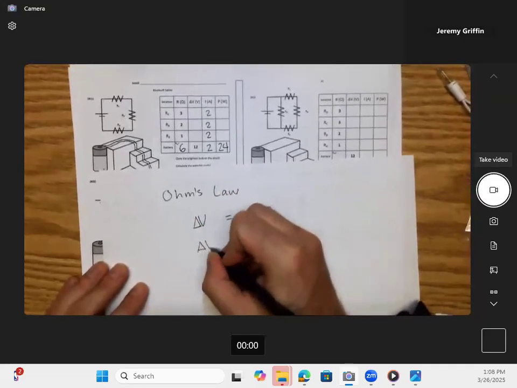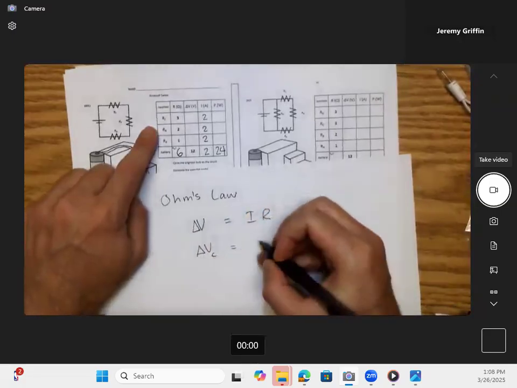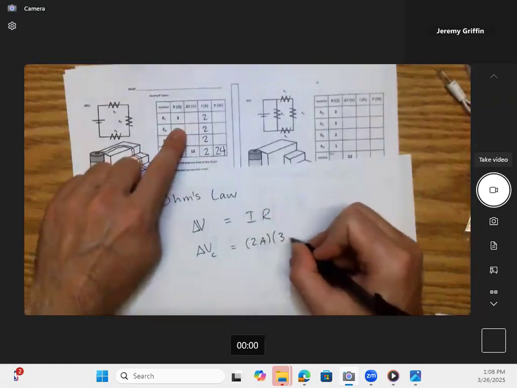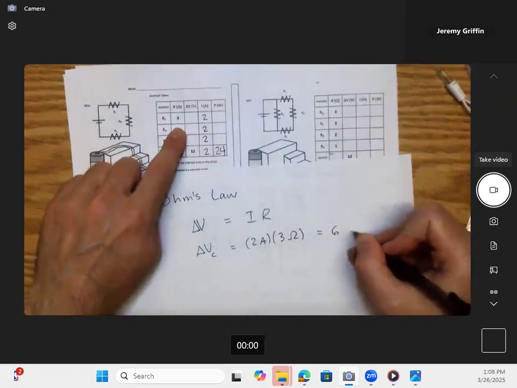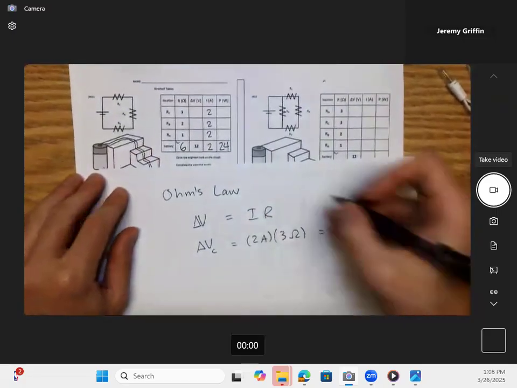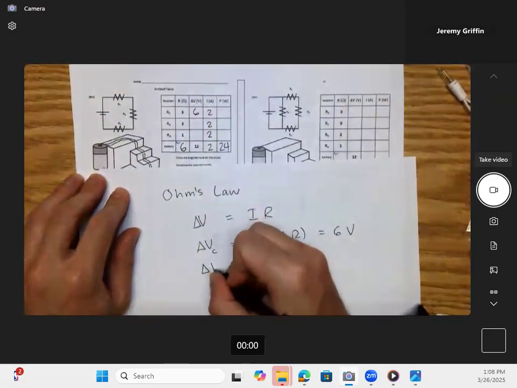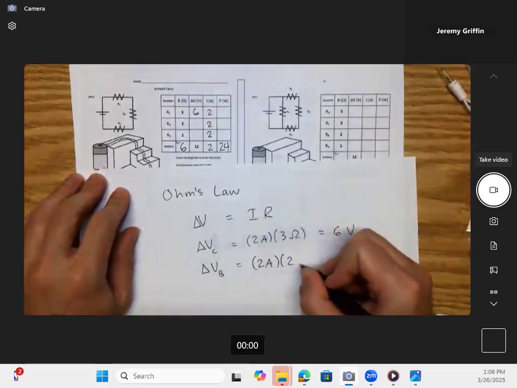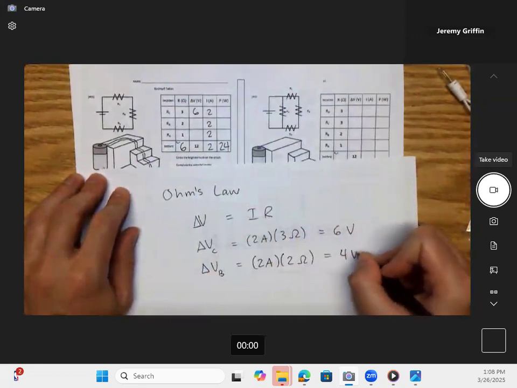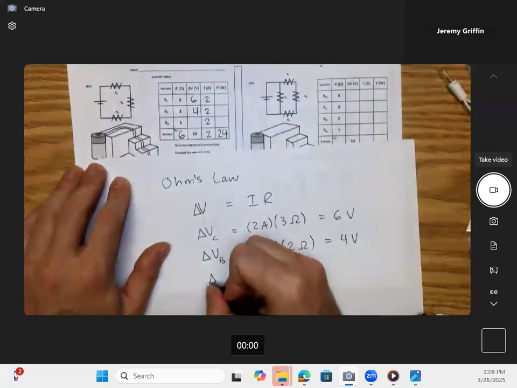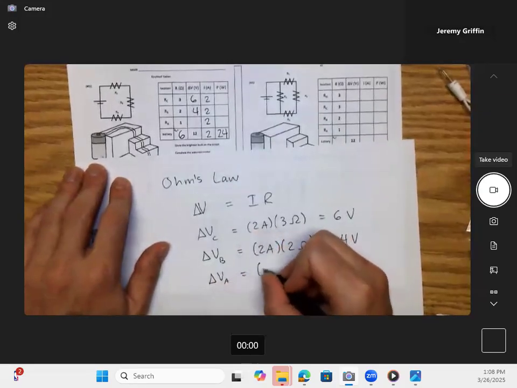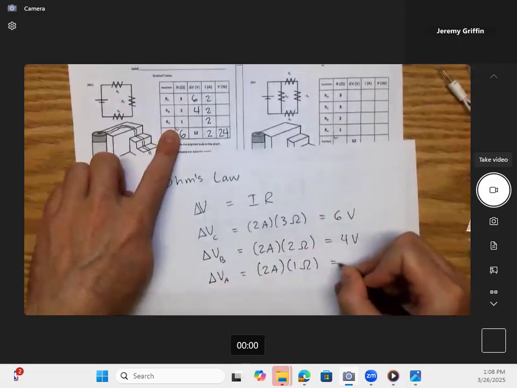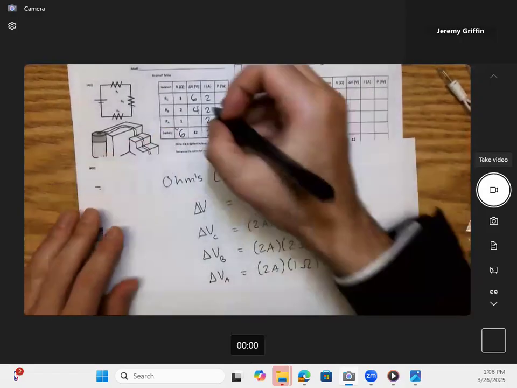Okay. So what's the voltage drop across resistor C? That would be, I have 2 amps and I have 3 ohms. Wouldn't that be 6 volts? Right. So that goes right there. What's the voltage drop across B? So I got the same 2 amps, but now it's across 2 ohms. That gives me 4 volts. It goes right here. And what's the voltage drop across A? 2 amps again, of course. But now it's across 1 ohm. It gives me 2 volts voltage drop.